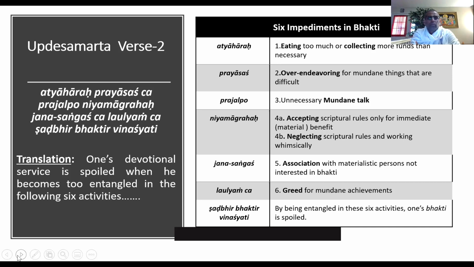And then laulyam. Laulyam is greed for mundane activity, puja, labha, pratishtha, all of that. One may be making over-endeavor to have those mundane things in their life. Vinashyati means it's vanquished. So if one is entangled or engaged in these six activities, one's bhakti will be spoiled.